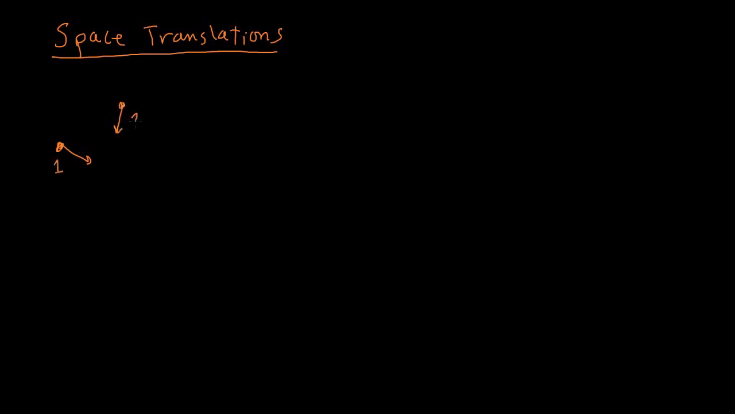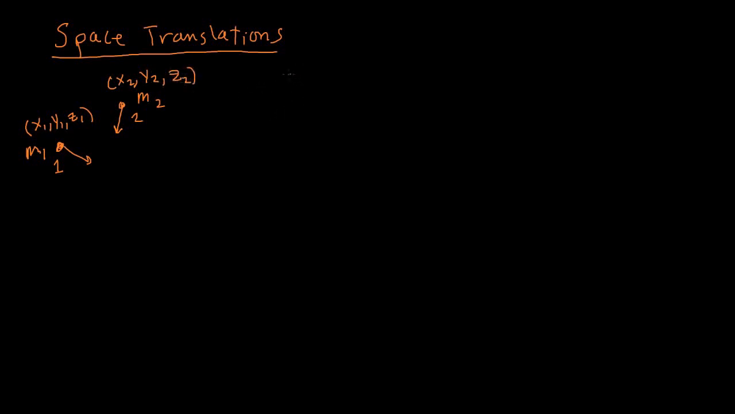Okay, so in this video, I'm going to talk specifically about space translations. We're going to find that in systems that have a spatial translational symmetry, the total linear momentum is conserved. So let's just look at a system like that. Let's say we have two particles, particle 1 and particle 2. Particle 1 has a mass m1, and particle 2 has a mass m2. Particle 1 has coordinates x1, y1, and z1, and particle 2 has coordinates x2, y2, and z2.